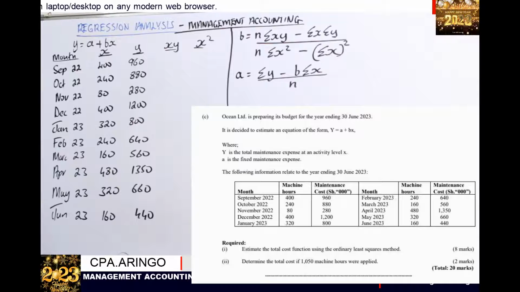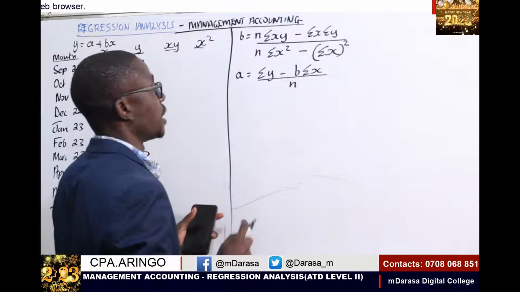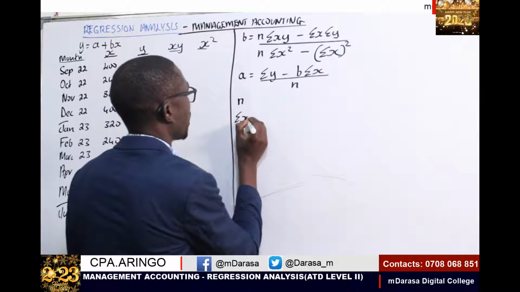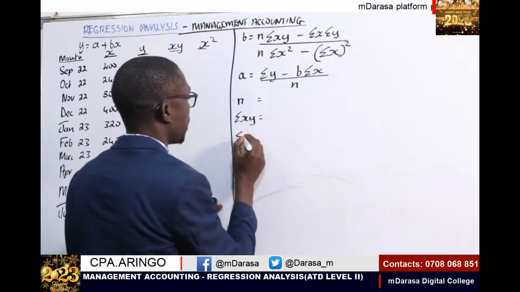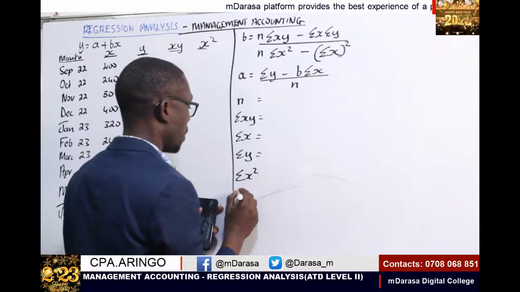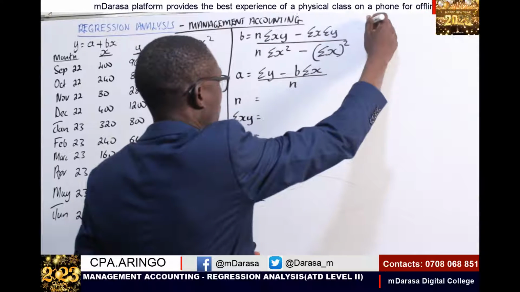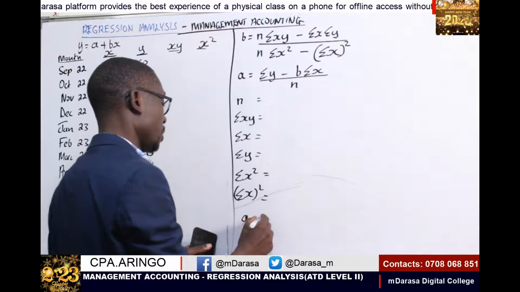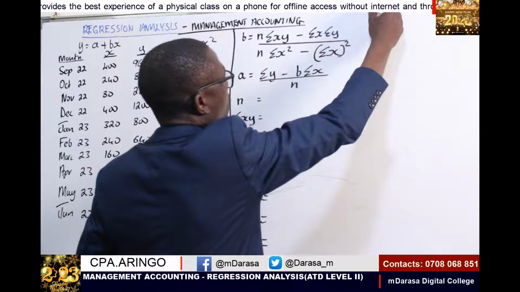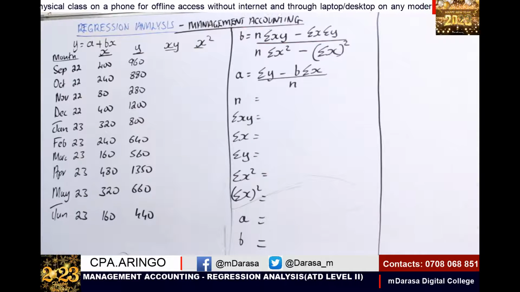So to use your calculator, once you have all your data values and you want to determine your cost estimation equation, what you need to do is to have these variables: n, summation of xy, summation of x, summation of y, summation of x squared, and summation of x, then you square. So just make sure that you've shown your examiner the values there. And of course, at this point, I'll be having my A and I'll be having my B. So once you have shown your examiner your values there, this will be very easy. So using your calculator, this is what you're supposed to do.